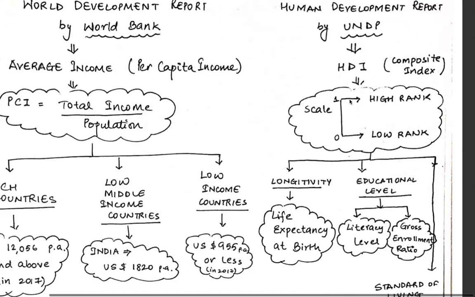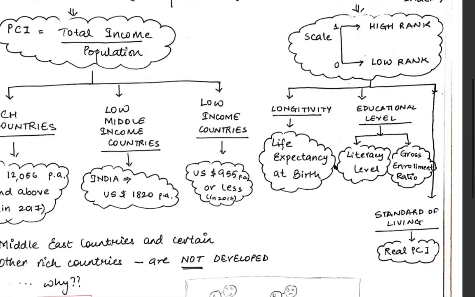Now, it measures the development of the country on a scale of 0 to 1. 0 means the country has a low rank and it's going to have a low HDI. That means a poorly developed nation. And 1 would say that the country is the most developed, right? And you can be anywhere between 0 and 1 also. So there are three indicators for development in the HDI: longevity, education level, standard of living.